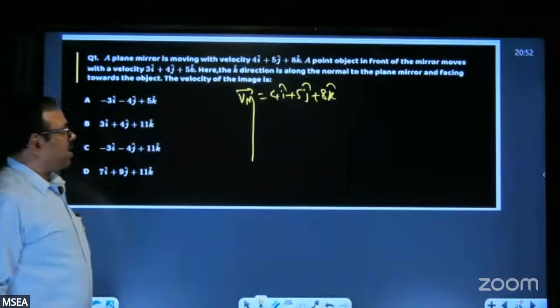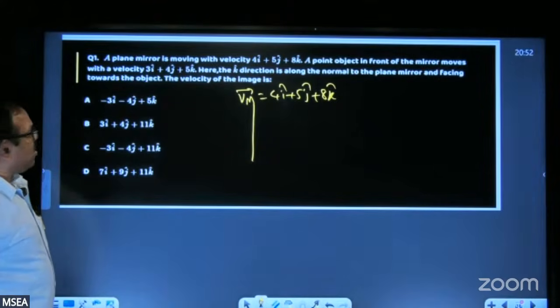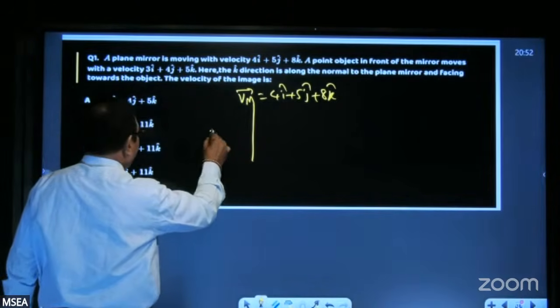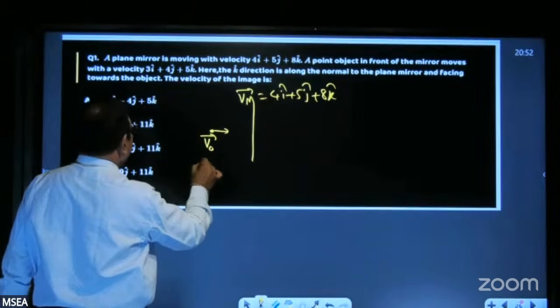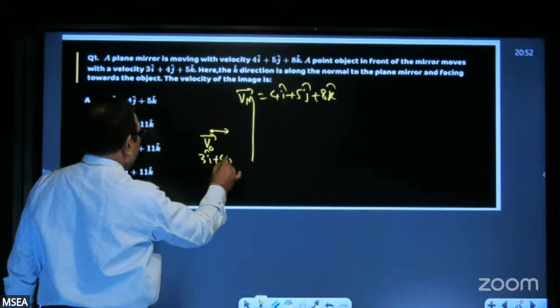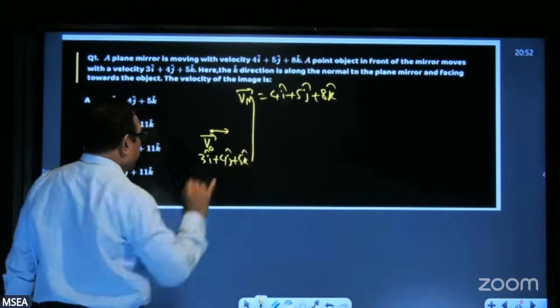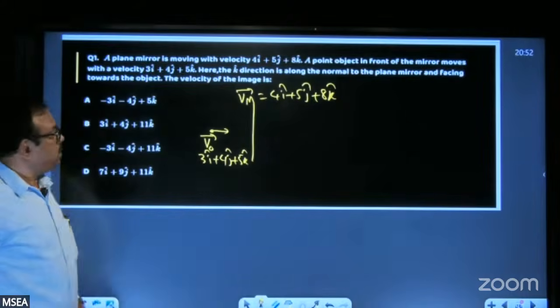This is the velocity of the mirror. A point object in front of the mirror moves with velocity, this one, which is the velocity of the object. It is moving with velocity 3i cap plus 4j cap plus 5k cap.